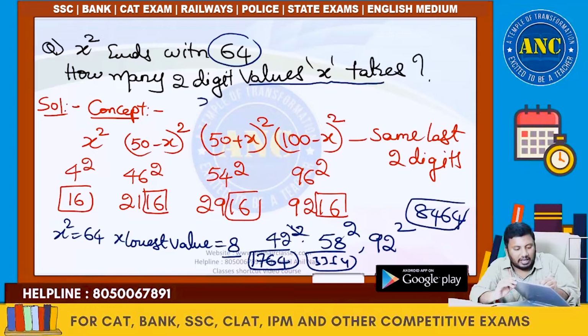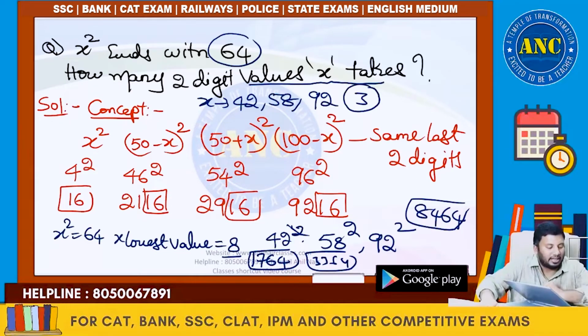X can take 42, x can take 58, x can take 92. Total 3 values it can take. I hope it is clear. x square, (50 minus x) whole square, (50 plus x) whole square, (100 minus x) square. This is an example to convey the point.